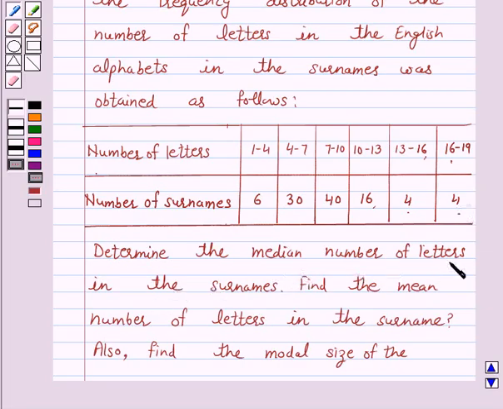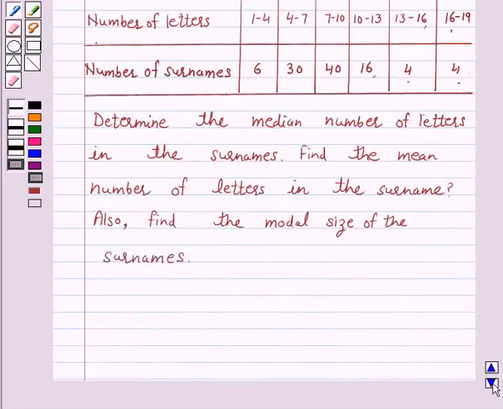Determine the median number of letters in the surnames. Find the mean number of letters in the surname. Also, find the modal size of the surnames.